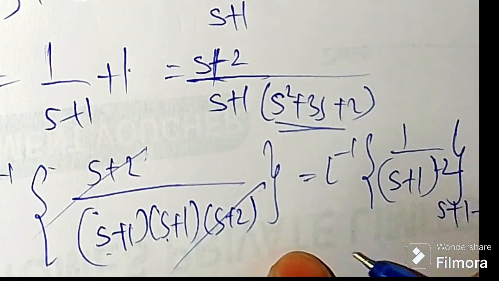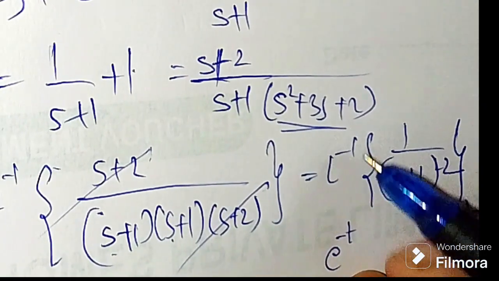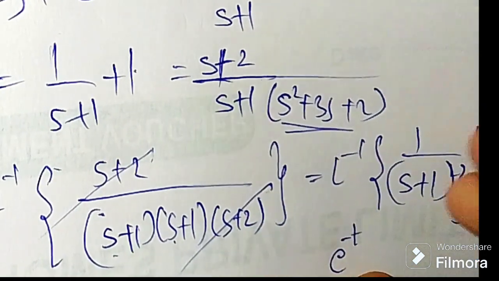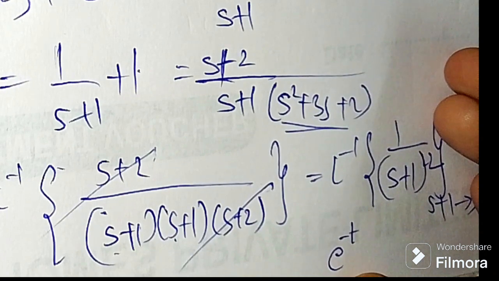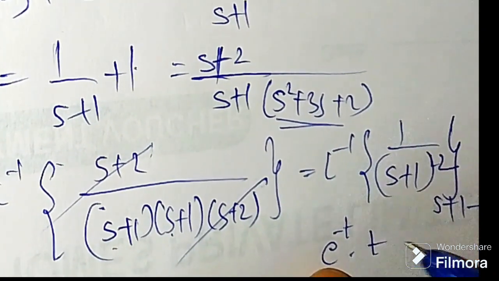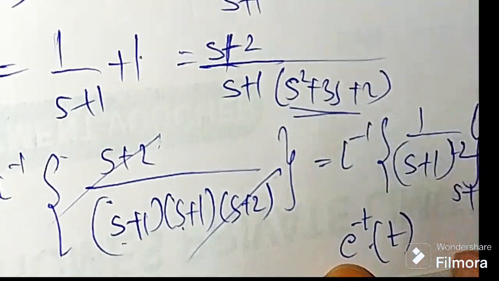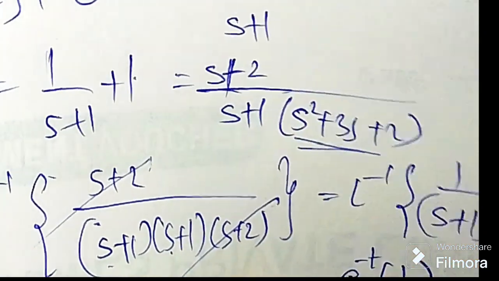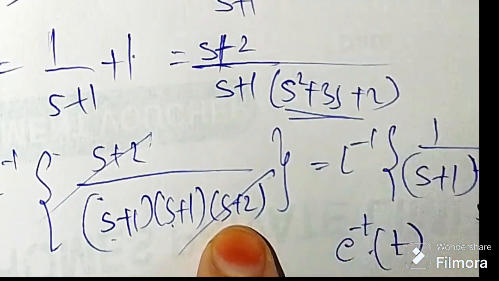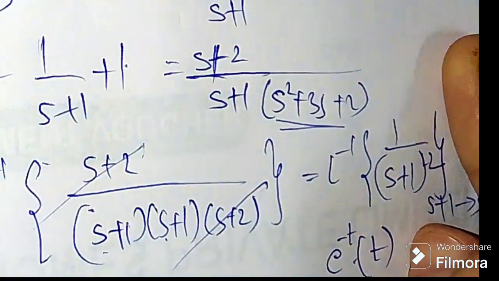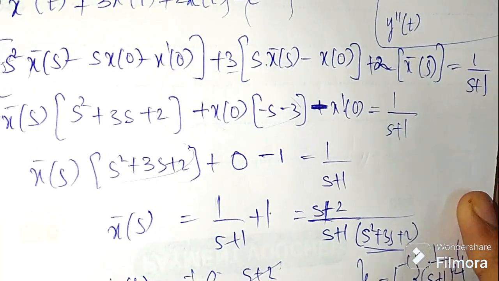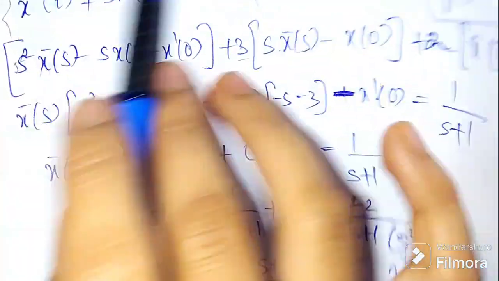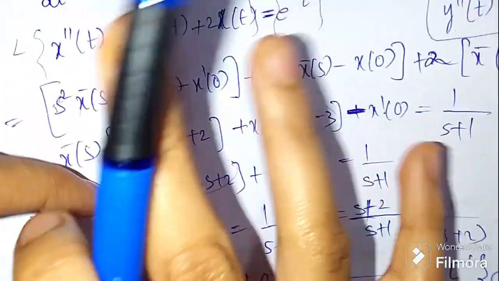So this will become e power minus t, Laplace inverse of 1 by s square, which is t. This is first shift property. Answer is done. So this is a 7 marks question. Just you need to not get confused with y of t. y of x is there. Don't get confused.